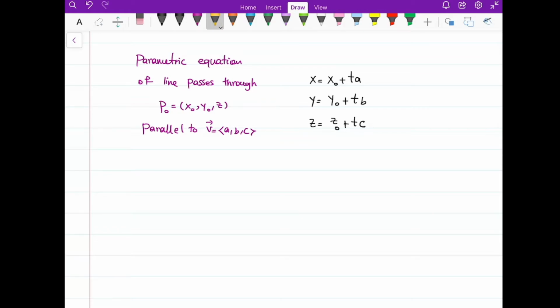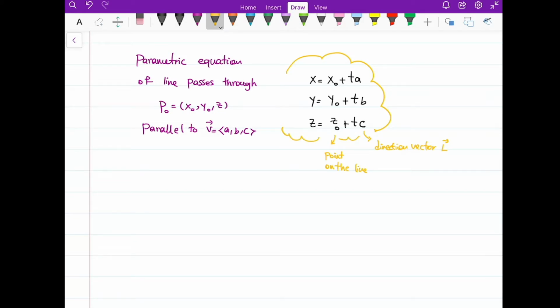So basically, if you want to memorize that, you add a point on the line, actually just one point is enough, to t, the parameter that ranges through all the real numbers, times the components a, b, c of the direction vector of L. Okay, so this is the parametric equation of a line.